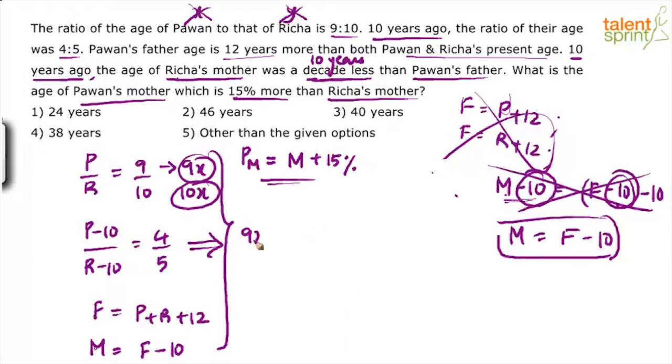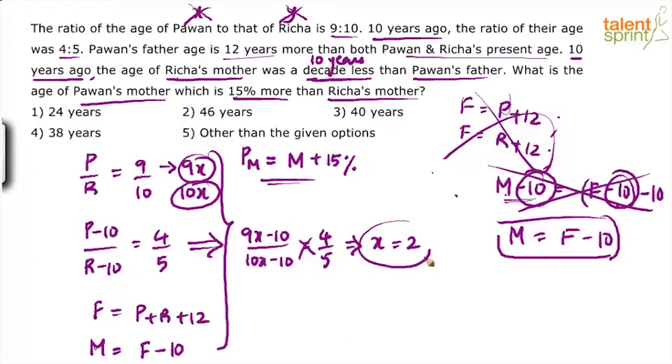Pawan's age is 9x, right? So (9x minus 10) by (10x minus 10) equals 4 by 5. Cross multiply, now what happens? So 45x minus 50 equals 40x minus 40. So 45x minus 40x, 5x equals 10, x equals 2. Right? I mean, I'm not writing all the steps here. You will find out that x is equal to 2 upon cross multiplication.